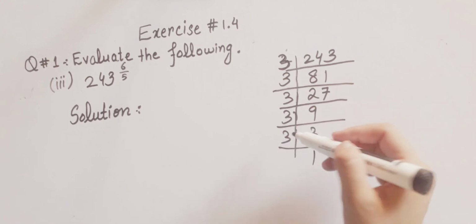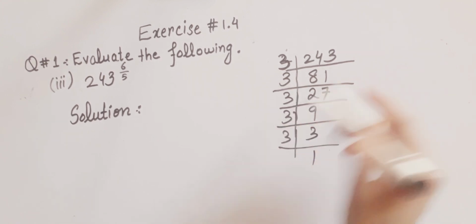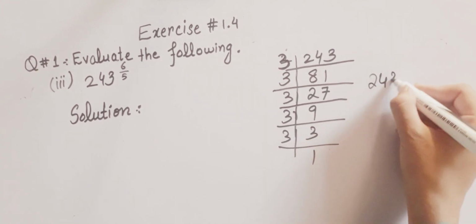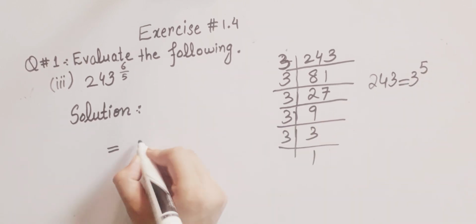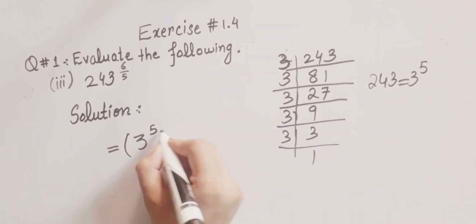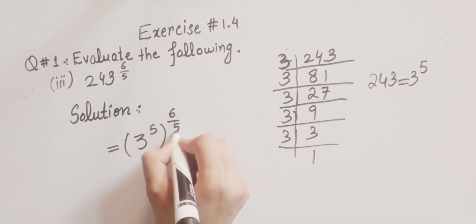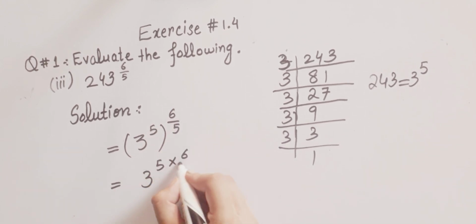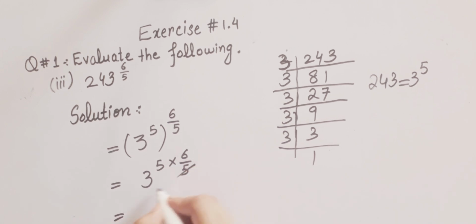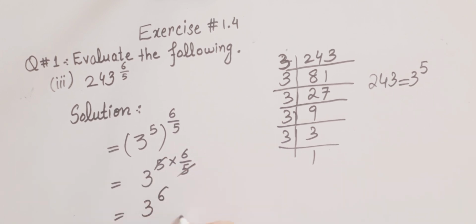Now we will count all these 3. These are 5. So 243 is equal to 3 power 5. So we will write 3 power 5 into 6 by 5. 5 will be multiplied by 6 by 5. We have 3 power 6 as the answer.